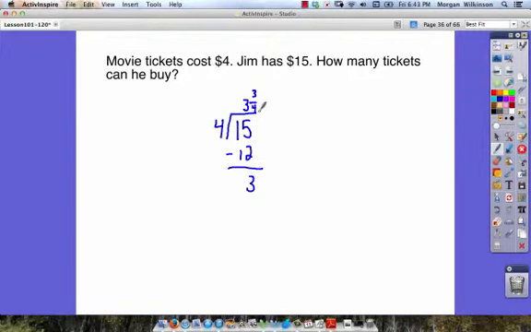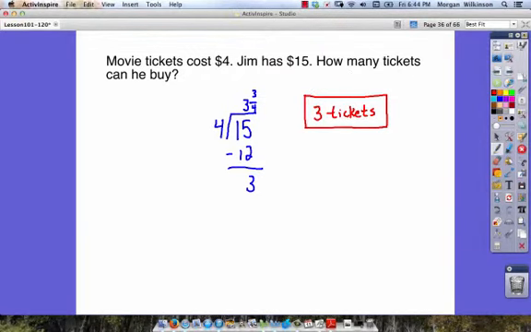But if you don't have enough money to buy a full movie ticket, you're not going to be able to buy any movie ticket at all. So in this problem, Jim can only afford to buy 3 tickets. Even though he has some money left over, he doesn't have enough money left over to buy the 4th. So we've got our final answer, we've got our label because it was a word problem, and we can move on to our next question.